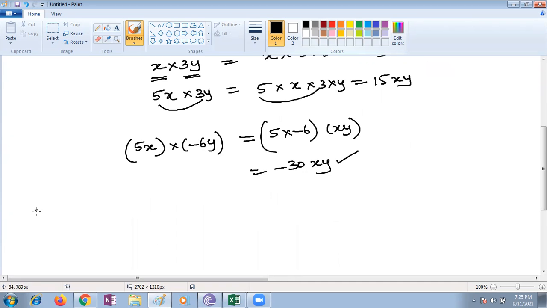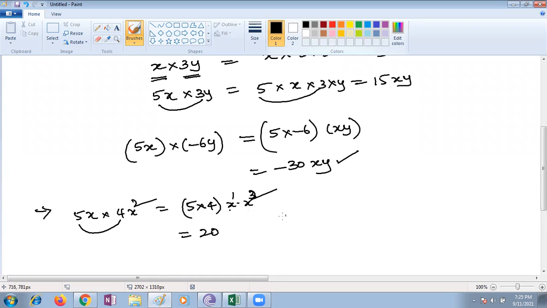So 5x into 4x square. In this, what are the numerical values? 5 into 4 is 20x cube. Very good. x into x square, you are writing. So 5 4s are 20. x power 1, bases are same, which means we need to add exponents. That's 20x cube. Bases are same, you can add up your exponents. So 1 plus 2, 1 plus 2 is 3. So you can make it 20x cube.